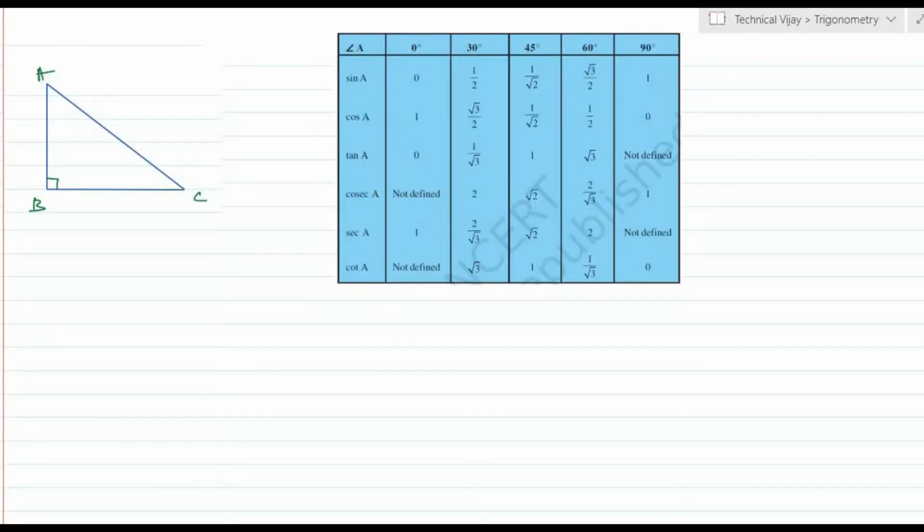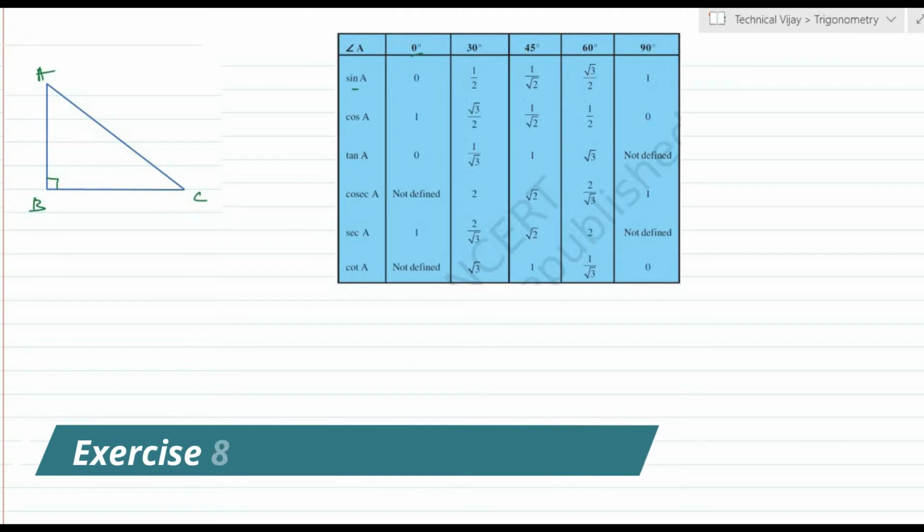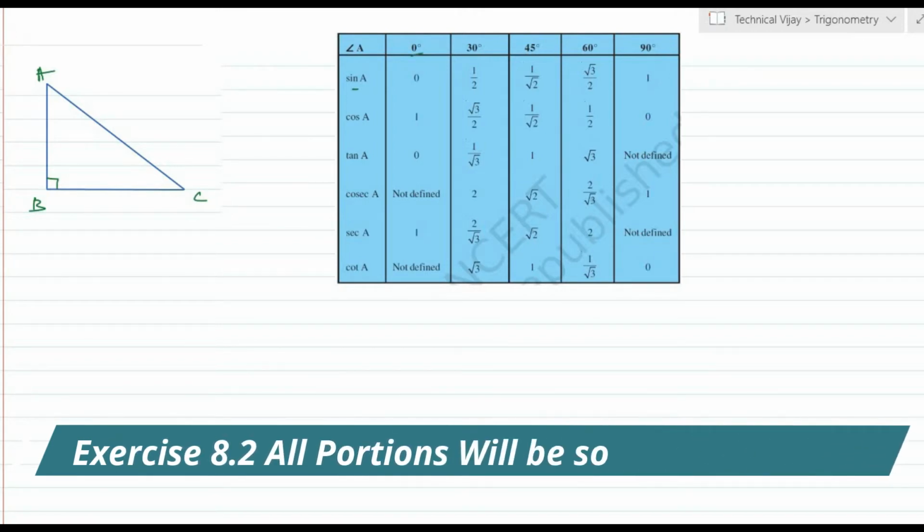Welcome students. Before going to solve exercise 8.2, we will see some of the relations, that is, standard angle formulas. For example, let us consider a triangle ABC which is right angled at B. So now here, if angle A is equal to 45 degrees, then angle C is also 45 degrees, and angle B is 90 degrees, we know, because it is right angled at B.